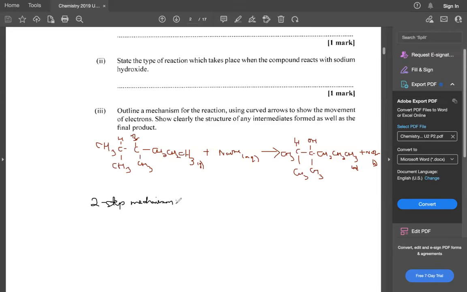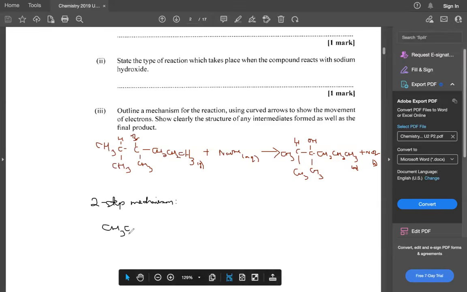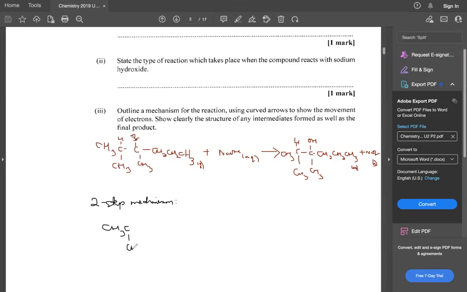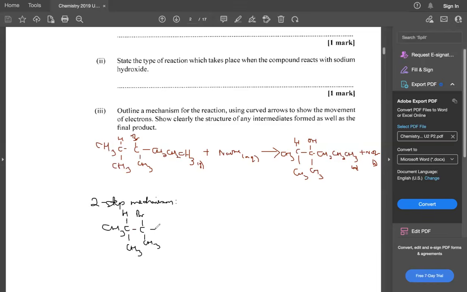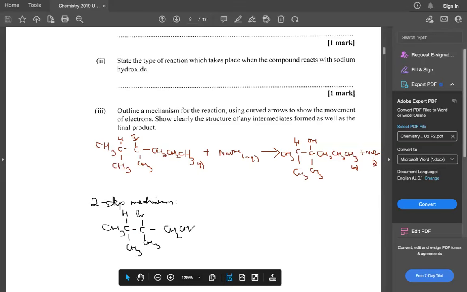Now that we know what we're ultimately going to form, we can come up with this mechanism. I'm going to draw my starting compound again, which is 3-bromo-2,3-dimethylhexane. CH3, then I have my Br here, because remember, that's what we're starting from. CH2, I have my other CH2, and then CH3. So that's my starting compound.